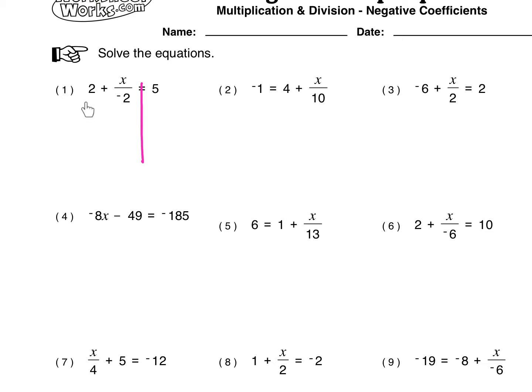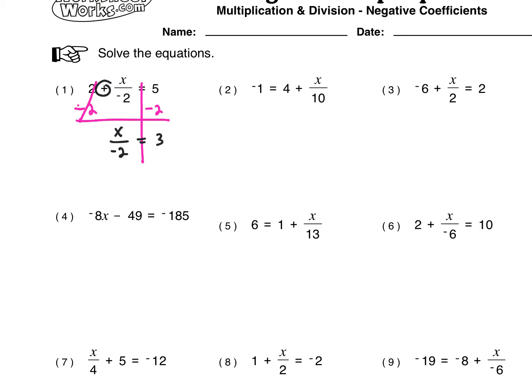You may notice there's not an operation sign in front of this constant of 2, but in order to eliminate it, we can just take it away. So we're going to take away 2 and take away 2 on both sides of the equal. So this eliminates, and I have left over positive, so I can just write that as x divided by -2, and on the other side, 5 take away 2 would be 3.